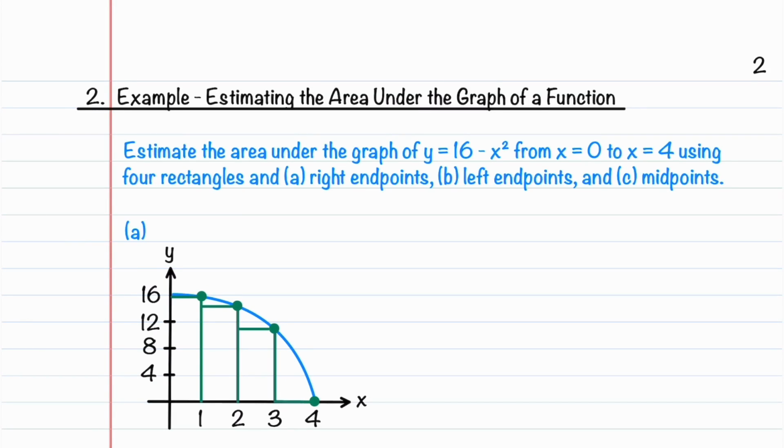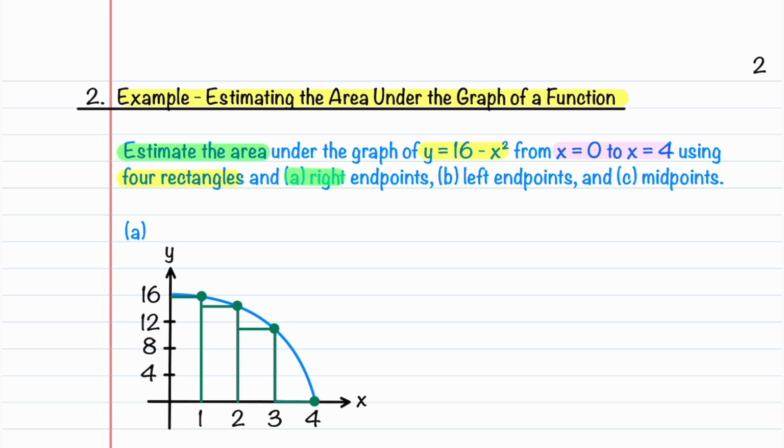We're going to walk through an example where we're going to estimate the area under the graph of a function. In our example, we're going to estimate the area under the graph of y is equal to 16 minus x squared. That's just a parabola that's curving downward from x is equal to 0 to x is equal to 4. And we're going to use 4 rectangles.